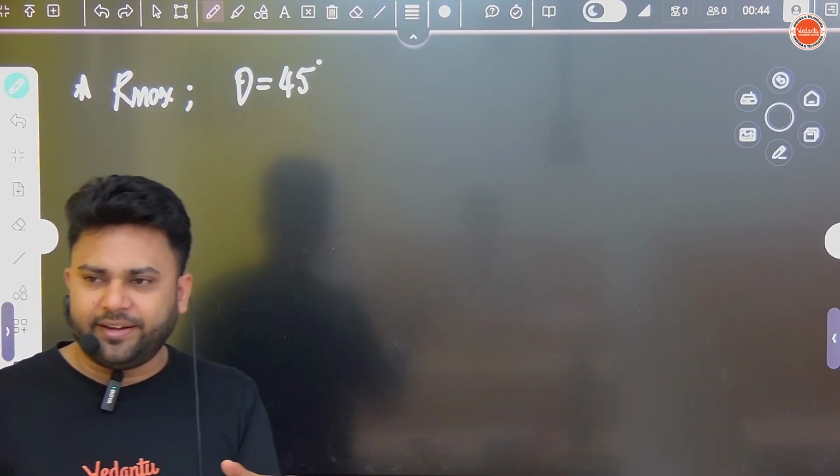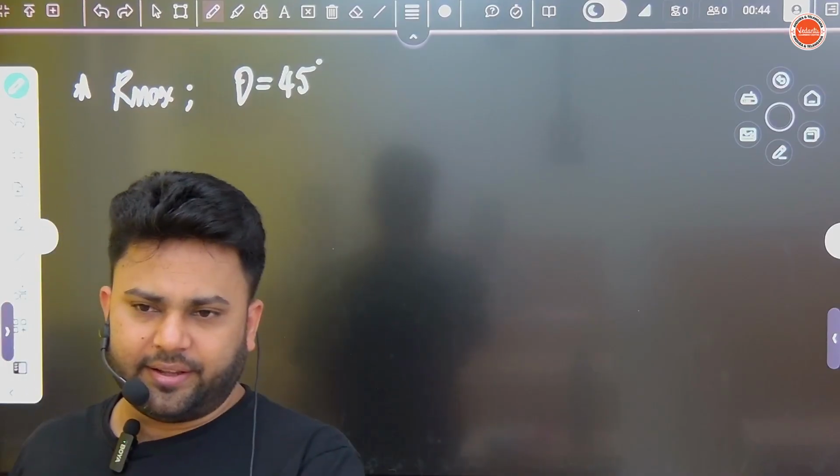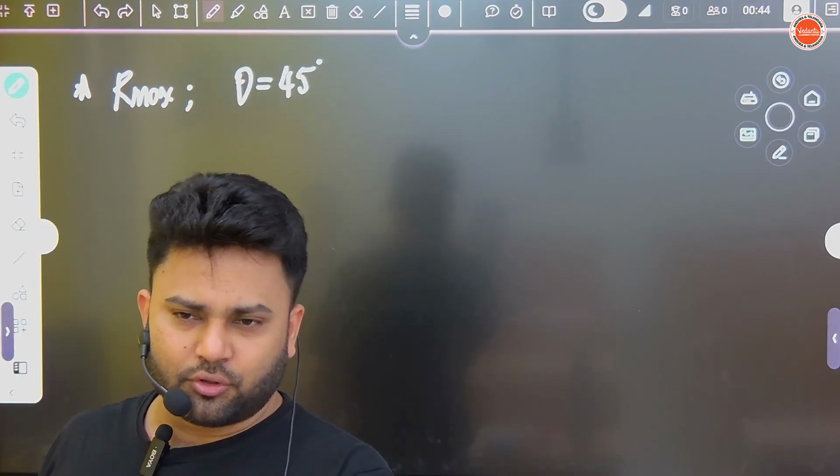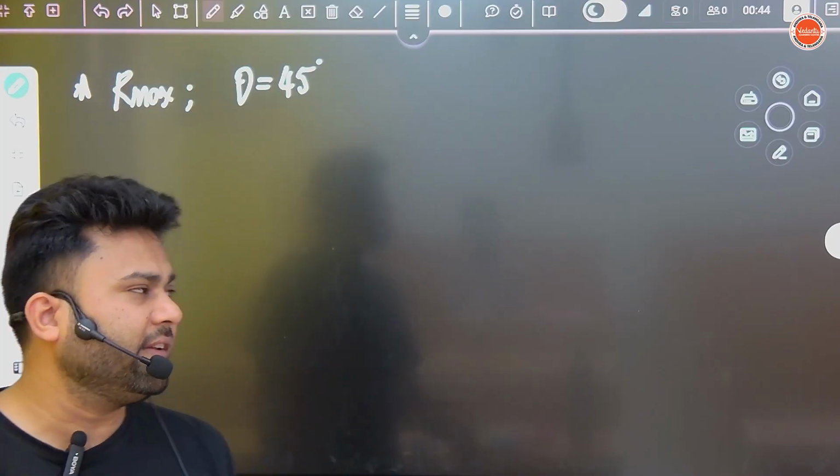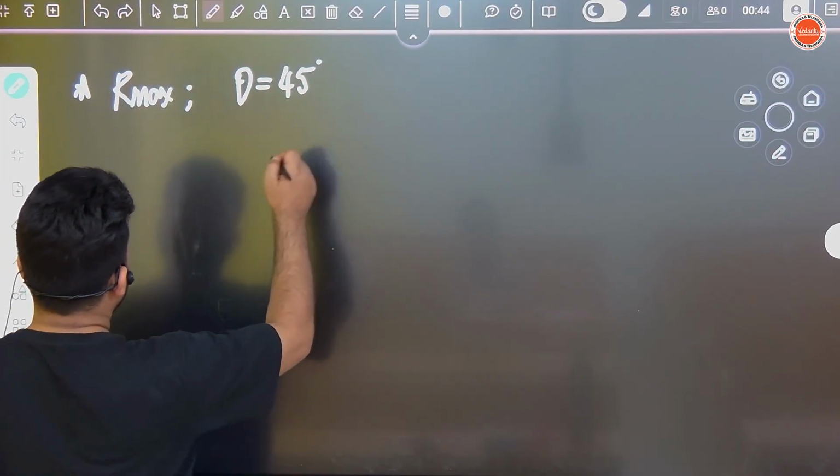Sine 2 theta is 1, so 2 theta is 90. So theta is 90 by 2, 45 degrees. So if theta is 45 degrees, range will be maximum.